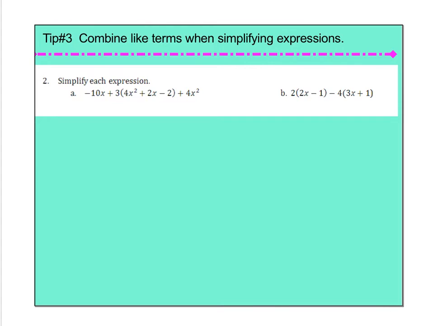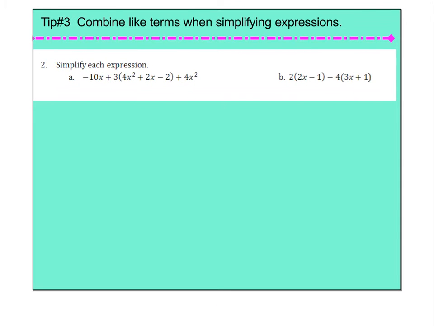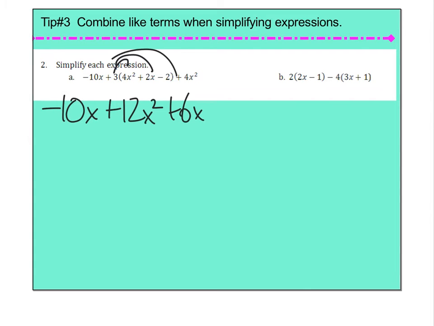So simplify each expression. Let's combine like terms here, but I've got to get rid of some parentheses first. I'll keep the negative 10x for now. Now I'm going to take this all the way through. So I get 12x squared plus 6x minus 6 plus 4x squared. Now it becomes a matter of putting together same variable to same power.